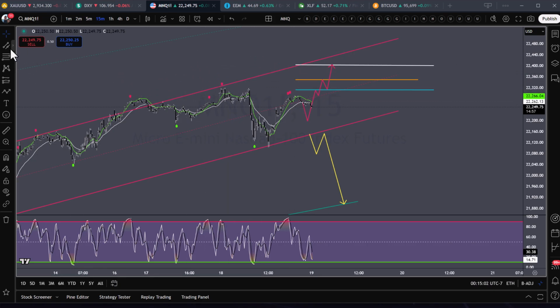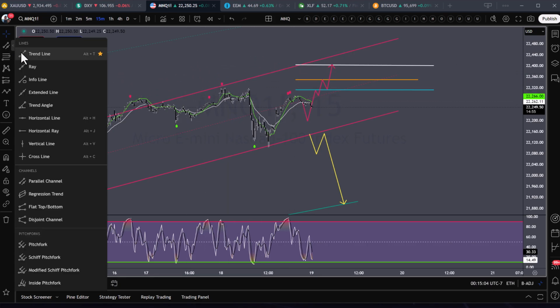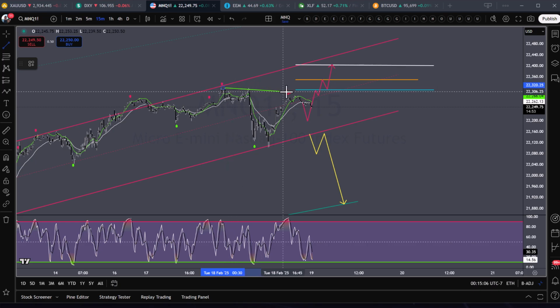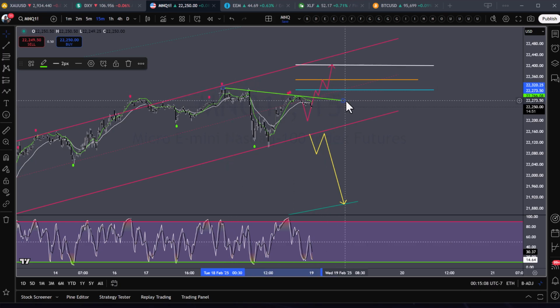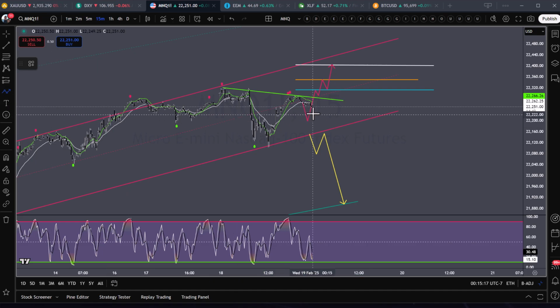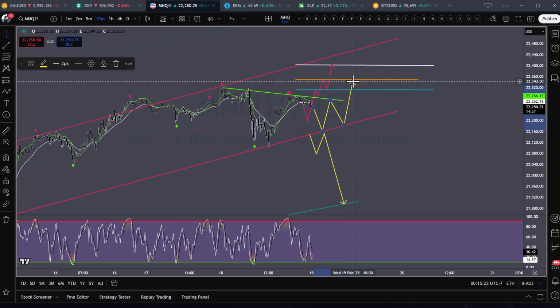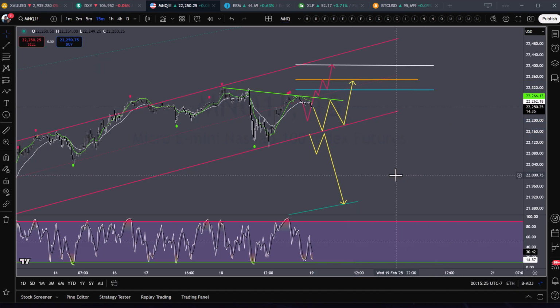So this is what you really need to look for. You need to look for this break right along here. So this resistance line right along here, you need to look for that break. Once we break that, then we'll go to these higher levels. If we stay here, we could go into a wedge as well. So you need to keep your eyes on that. We could go wedge like this and then break out. So those are the three things that you need to be prepared for.